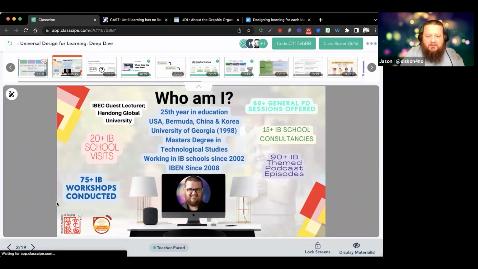25 for me in education. I'm from the United States, but I've worked in Bermuda, which is a very, very small island, 600 miles from anywhere in the middle of the Atlantic Ocean. And you may know it mostly from the Bermuda Triangle, but it's the northern tip of the triangle. So that's one way you can remember where it's at.